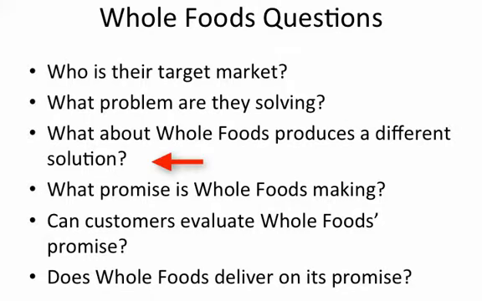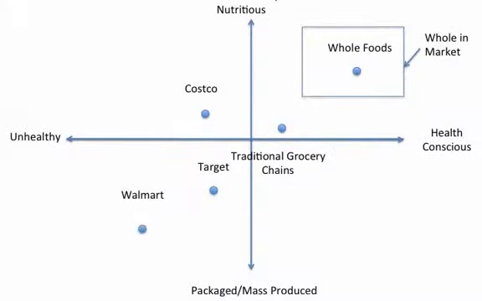What about Whole Foods produces a different solution than a traditional supermarket or Walmart? What promise or pledge is Whole Foods making to the customer? Do customers evaluate Whole Foods as differentiated on that key benefit that is providing a solution to the problem they are solving? And finally, does it deliver on the promise? To help you think about Whole Foods USP, I have put up a hypothetical product map, similar to what I did for Federal Express. Look at it for a moment.